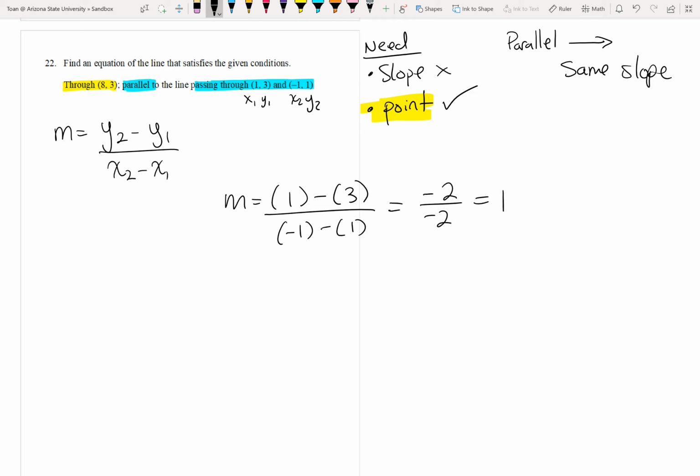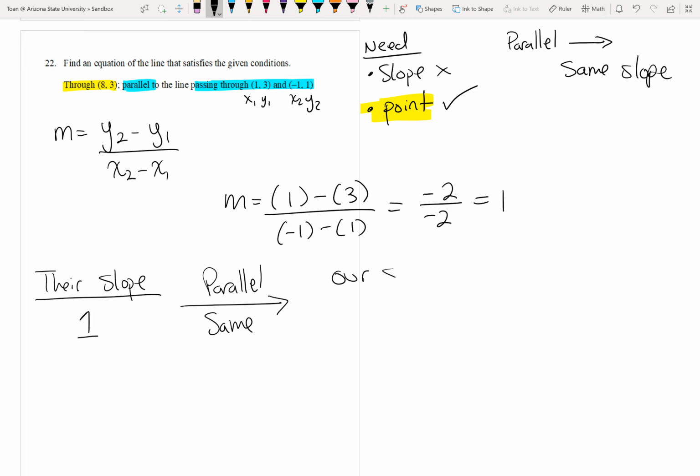Now, all this work that we've done is to find their slope, because that's not necessarily ours yet. So all this work tells me that their slope is 1. The problem says we want parallel, which means same slope. So clearly, our slope will also be 1.